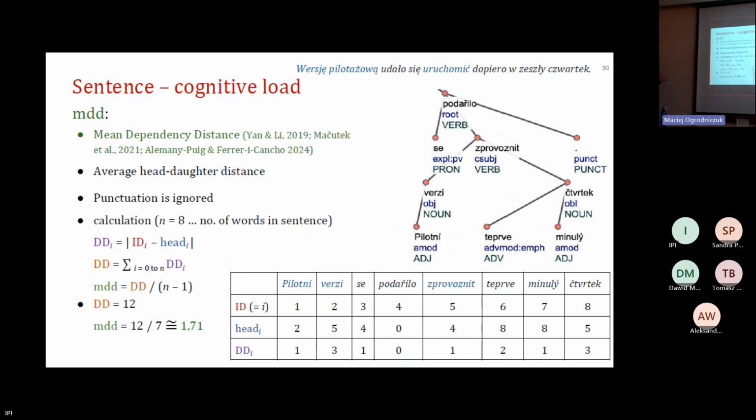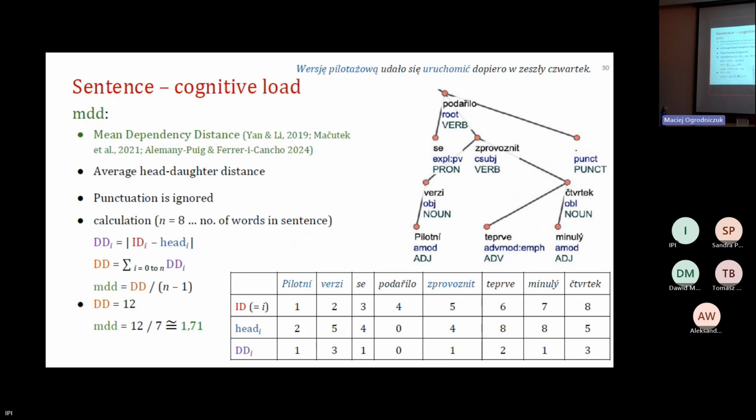Yeah. So, "versie pilotażową udało się uruchomić". So "versie" is the object of "uruchomić", "dopiero w zeszły czwartek". You can see that it's a kind of non-projective structure, "pilotní verzi zprovozně", and you have this "se", the reflexive clitic, intervene. So how do we do it?